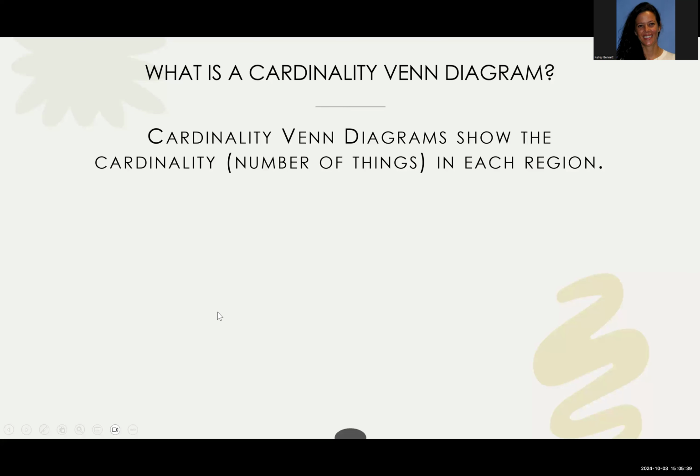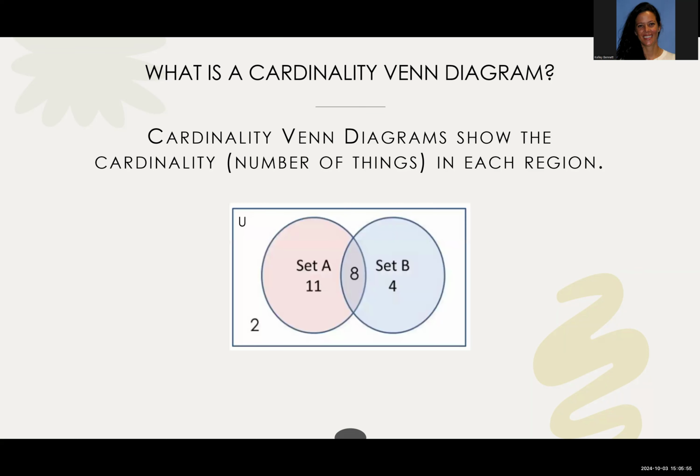So what is a cardinality Venn diagram? Cardinality Venn diagrams show the cardinality, which is just the number of things or elements in each region. And remember that Venn diagrams are showing us sets. So this is no different from the idea of cardinality of a roster set, which we discussed in an earlier video. Let's look at an example of a cardinality Venn diagram.